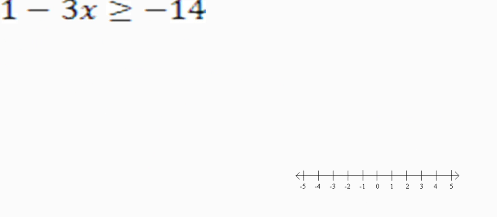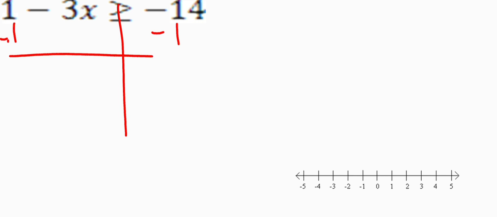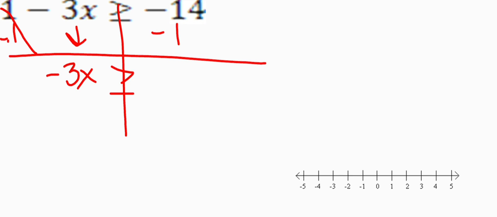Here's another one. I have 1 minus 3x is greater than or equal to -14. I have my wall. I need to get x all by itself, so I'm going to move that 1 over. So I'm going to subtract 1 because that's the inverse operation of addition. Bring down my -3x. You've got to make sure you bring down that negative. -14 minus 1 is -15.